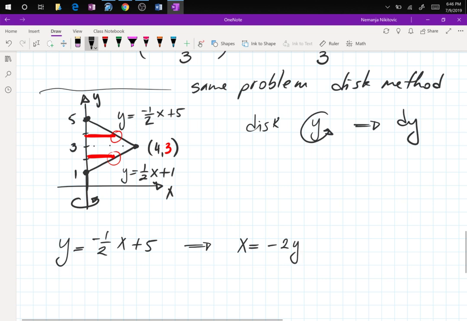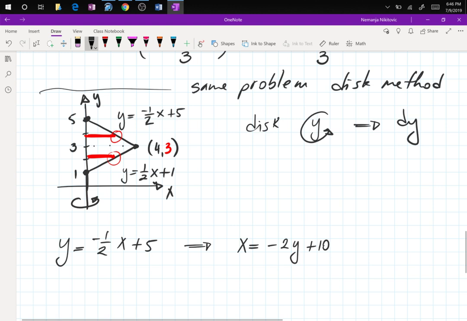2y, and then negative 5 times negative is plus 10. Did I get this right? We have 1/2 x plus 5, and then x equals negative 2y plus 10. So minus 5 times 2, negative, yeah, plus 10.